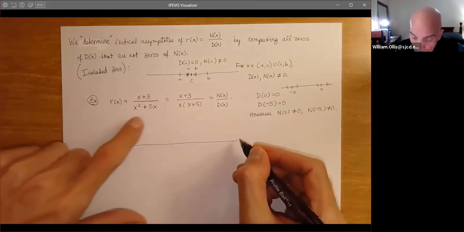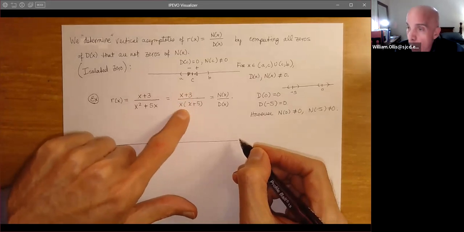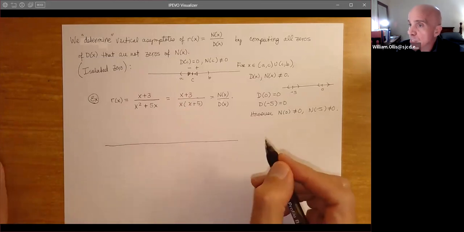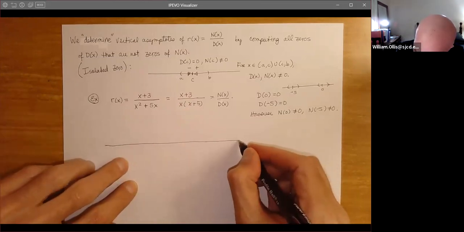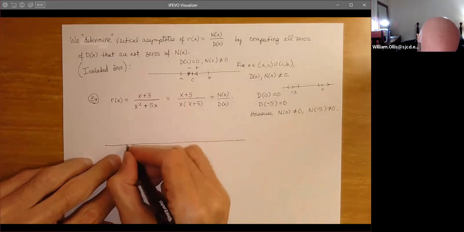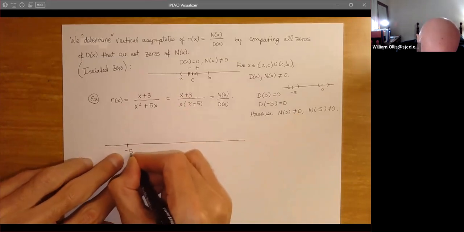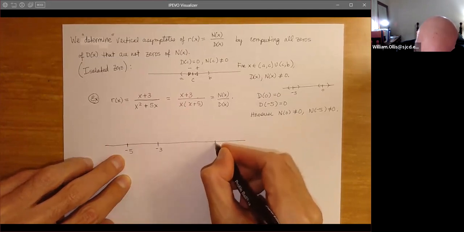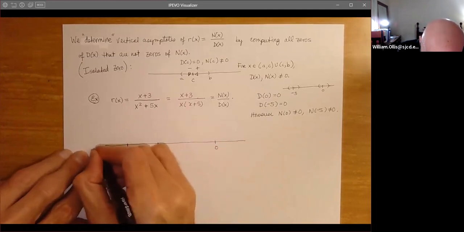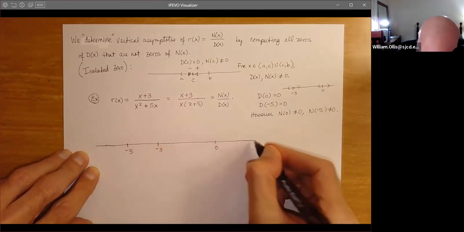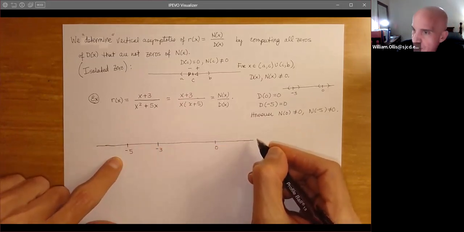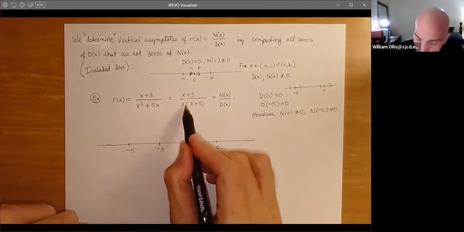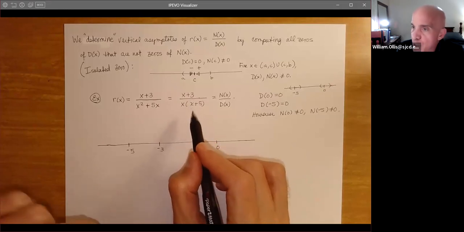Now notice, when we look at all of these zeros, they're all multiplicity 1. They only occur with multiplicity 1. So that's going to help us with the sign test really nicely. So again, we've got the -5, we've got the -3, and we have the 0. Now what we want to do is basically just test the sign in one place. Then we can use the multiplicities, because we know in all of these cases, the sign is going to change.